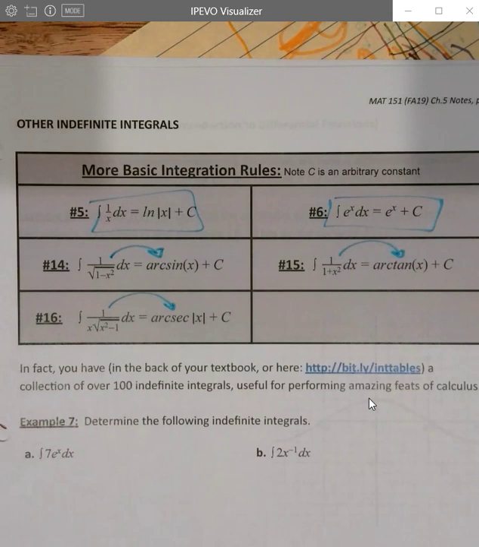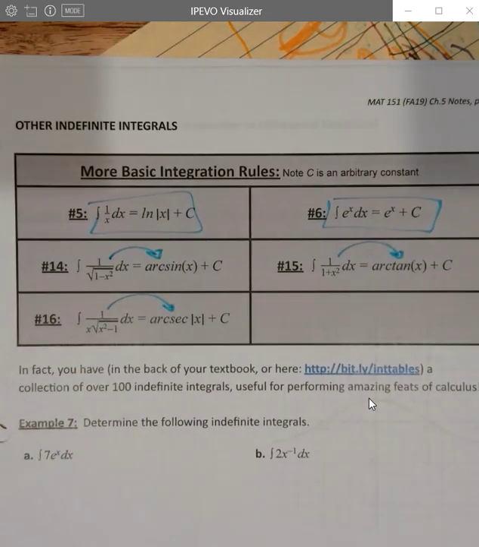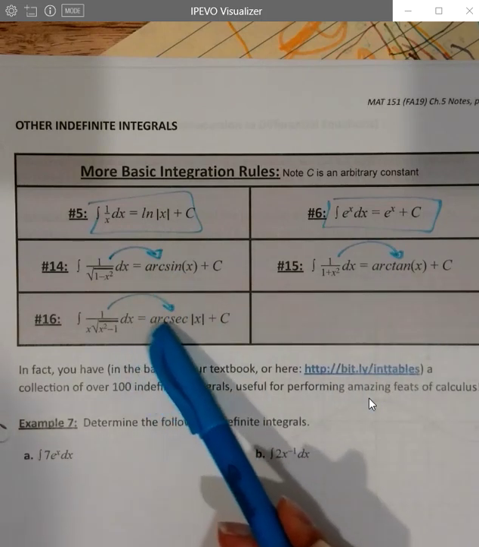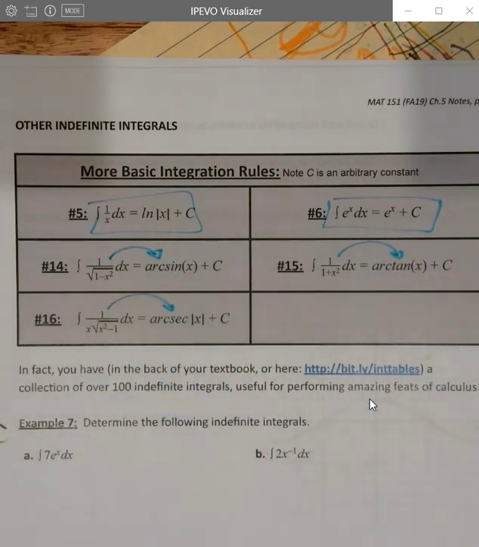Now, if you remember, we did do arc trigs for all 6 of them. So you don't see arc cosine and arc cotan and arc cosecant listed here. There is a reason for that. Let me pull up our table real quick.